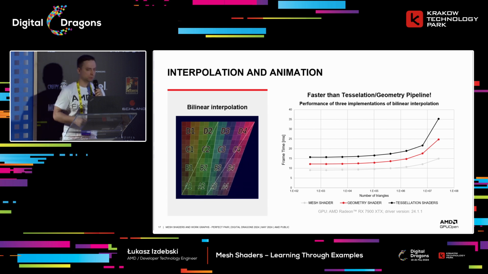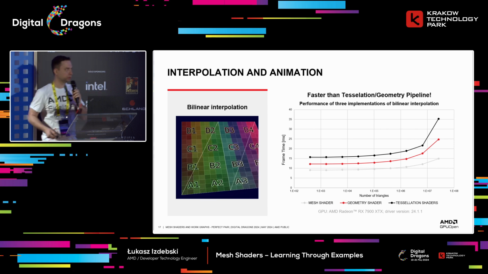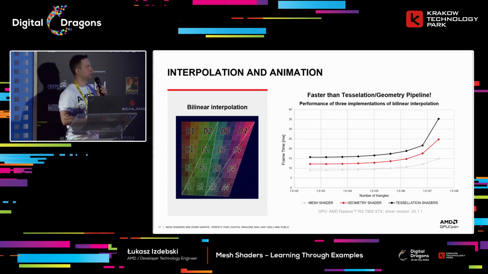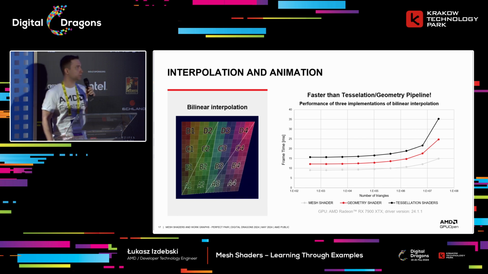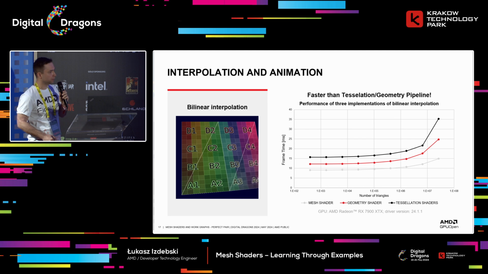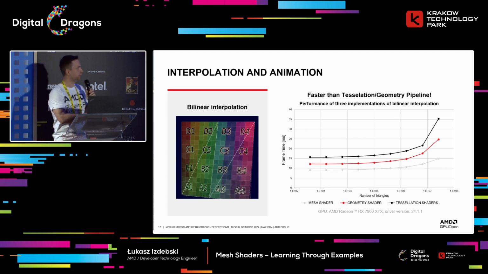But mesh shaders are the most suitable for that, and they are the fastest way of rendering quads using bilinear interpolation. Yeah, sorry about that, it's not gray here.